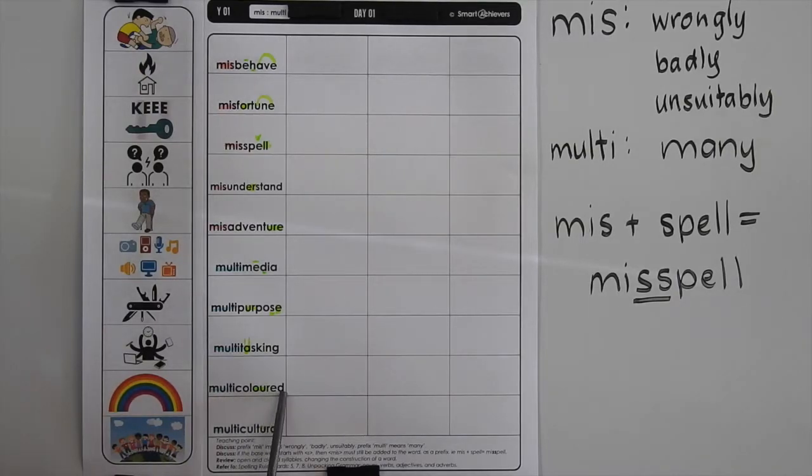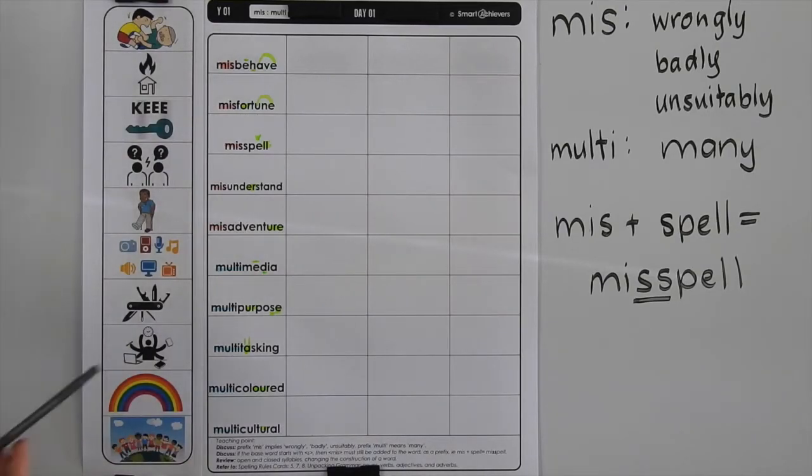Now, multicoloured, in British English we use OUR, and in American spelling you will see that they're just using OR. So currently we're going with British spelling, so the OUR is the accepted way of spelling colour, but you shouldn't be penalised in Australian education if you spell a word either the American or the British English way. Multicultural, you've got the AL at the end, which is indicating it's probably an adjective.